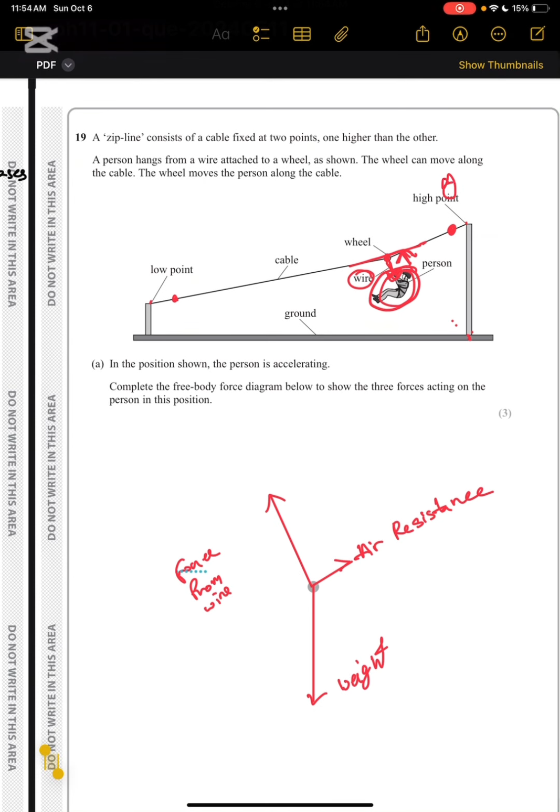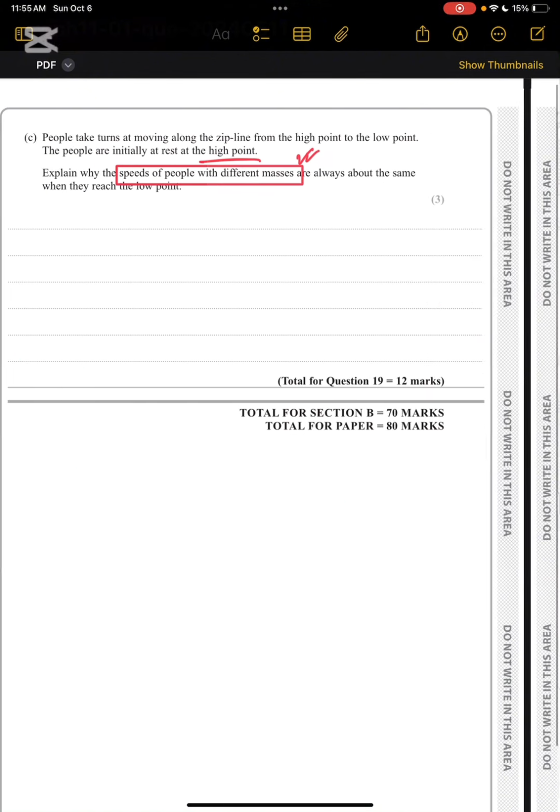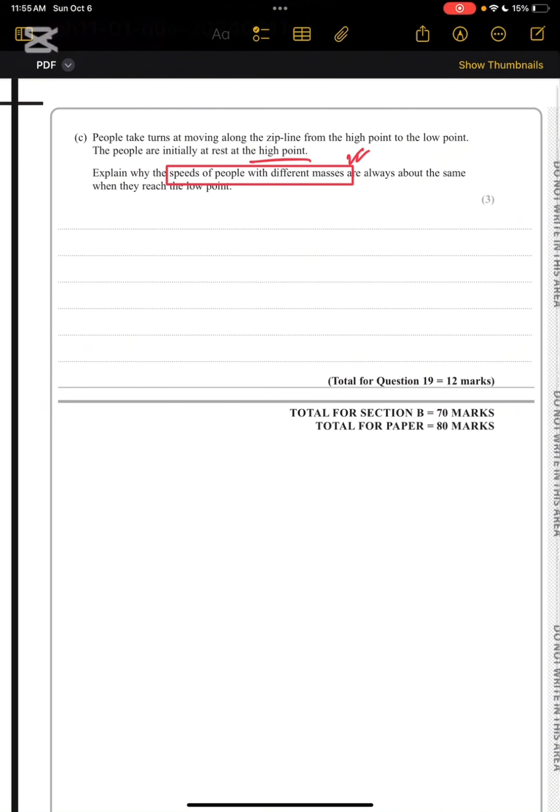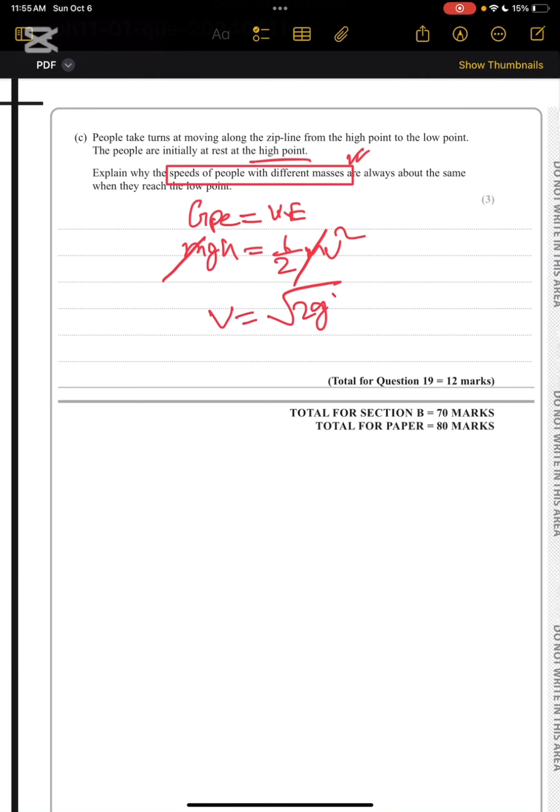The thing is, here the person has a GP, right? The gravitational potential energy, and right here this gravitational potential energy is transferred into kinetic energy. So the GP is converted to the kinetic energy. Let's write it down in our page. GP is equal to kinetic energy. GP is mass into gravity into height is equal to half mv squared. So if we remove this mass, the velocity only depends upon 2gh. So the velocity is independent of mass.